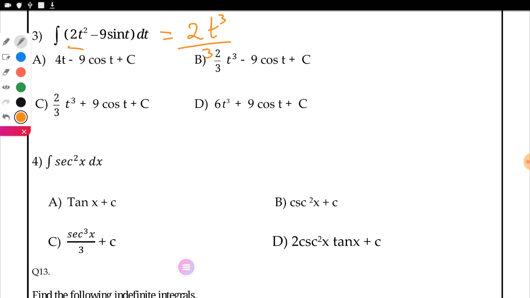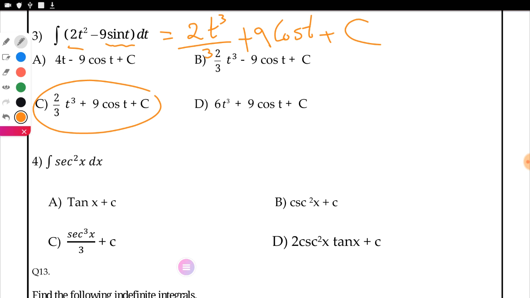I just apply the rule. Here, 9, it will be minus 9. What is the integration of sine t? Cosine t, but it has co, so we have negative, and we have plus cosine t, plus the constant of integration. What is the choice like your result? Yes, C, 2/3 t to the power 3 plus 9 cosine t plus C. That's right.